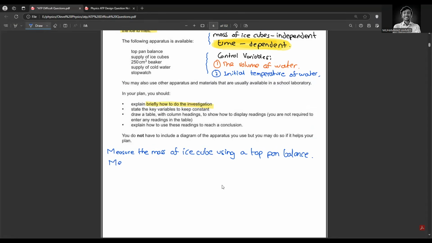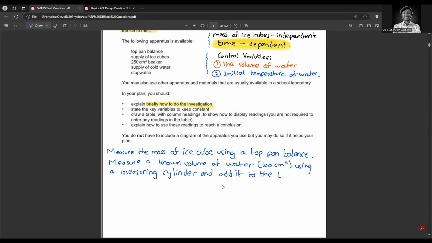Measure a known volume of water. Okay, let's say 100 cm cube, using a measuring cylinder, and add it to the beaker.